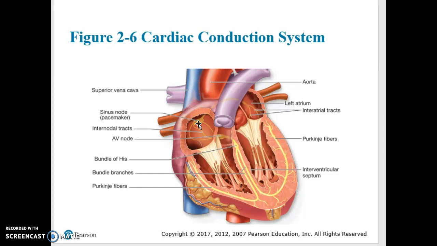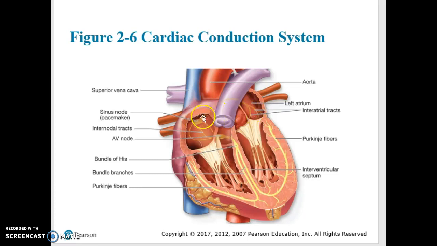Now you can vaguely see here a line that goes across the top of the heart. This line is part of the interatrial tract. When the SA node fires its signal, it goes down a pathway known as the interatrial tract. From the SA node, it travels down this interatrial tract pathway, and it carries these impulses. Once it gets here, they branch out and go over the atrial tissue. So the SA node sends the signal. It's the pacemaker. It travels down the interatrial tracts, and then the impulse branches out to the atrium.